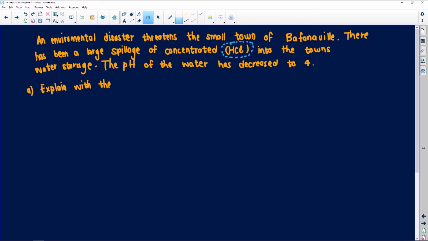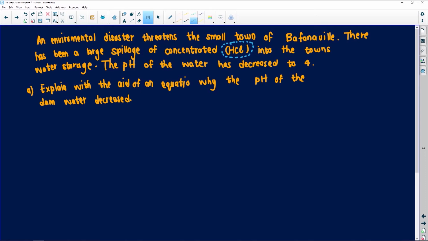So now the first question says we need to explain with the aid of an equation. I actually like the ones with an equation other than words. With an equation, why the pH of the dam water decreased, but I'm going to do both with you guys. Okay, I want to explain it first.